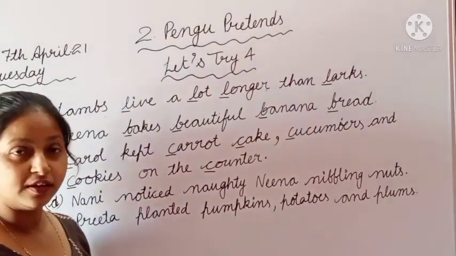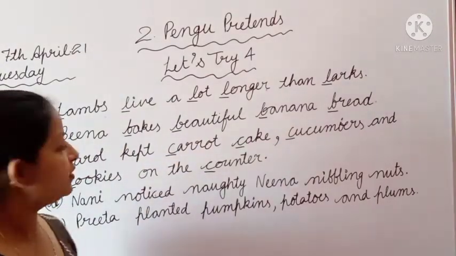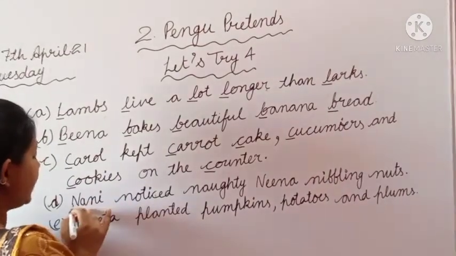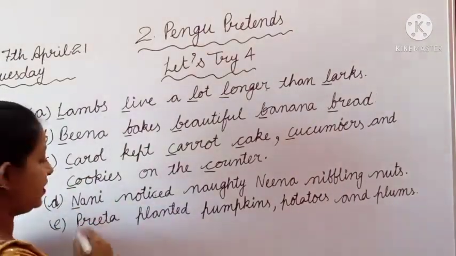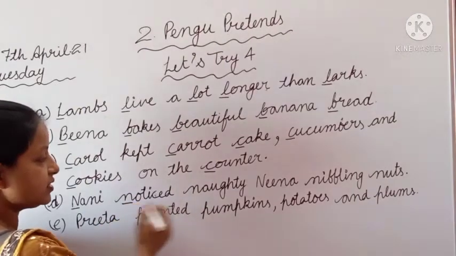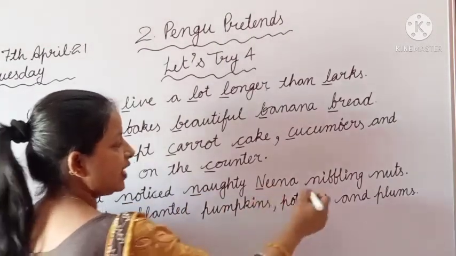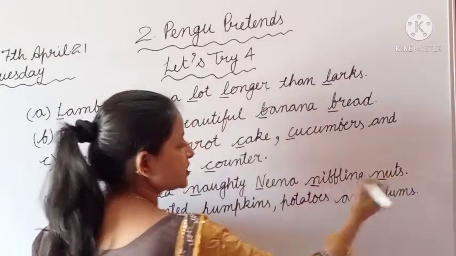Okay. Here are some letters of initial, okay, initial rhyme. The first letter of Nani is N. We will underline it. Noticed. N of naughty. N of Nina. N of nibbling, and N of nuts.